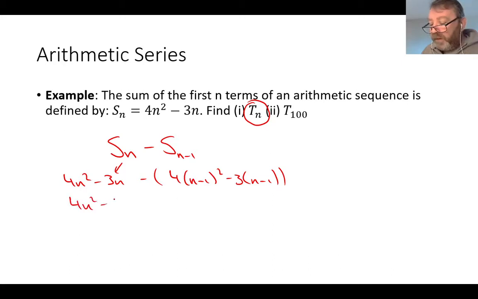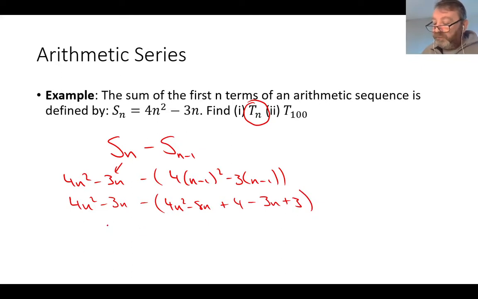4n squared minus 3n, that stays the same. Minus what? Well, 4 times (n minus 1) squared. It's a binomial. At this stage, you should know how to square out your binomials. It becomes 4n squared. So square the first one, n squared multiplied by 4. Square the last one, plus 1 multiplied by 4 is plus 4. Multiply these two and double the result is minus 2n multiplied by 4 is minus 8n. And then lastly, multiply minus 3 by both of these to give minus 3n plus 3.